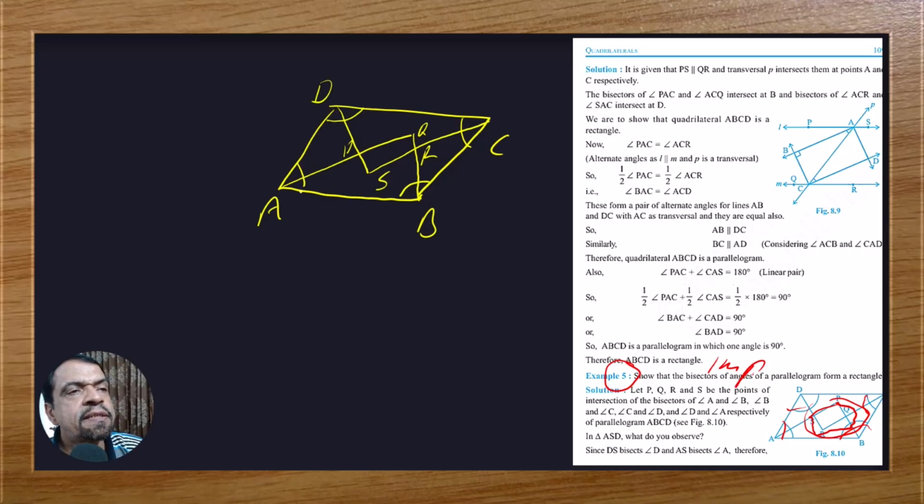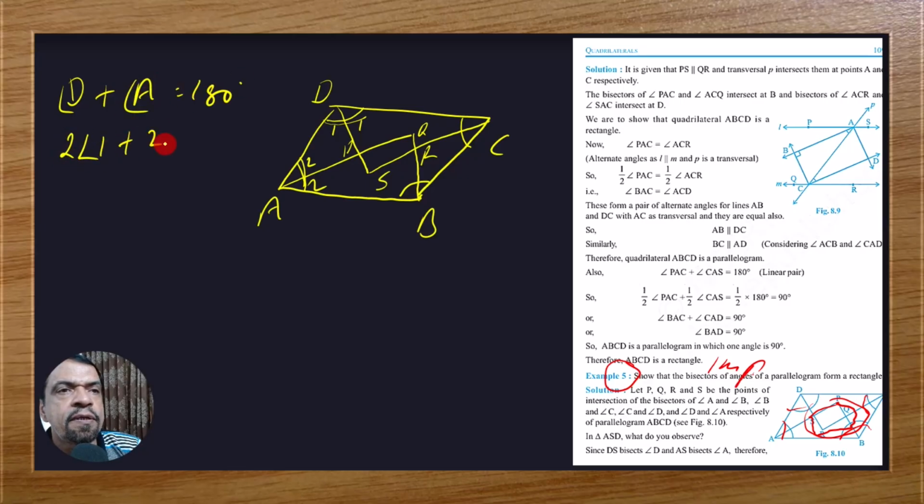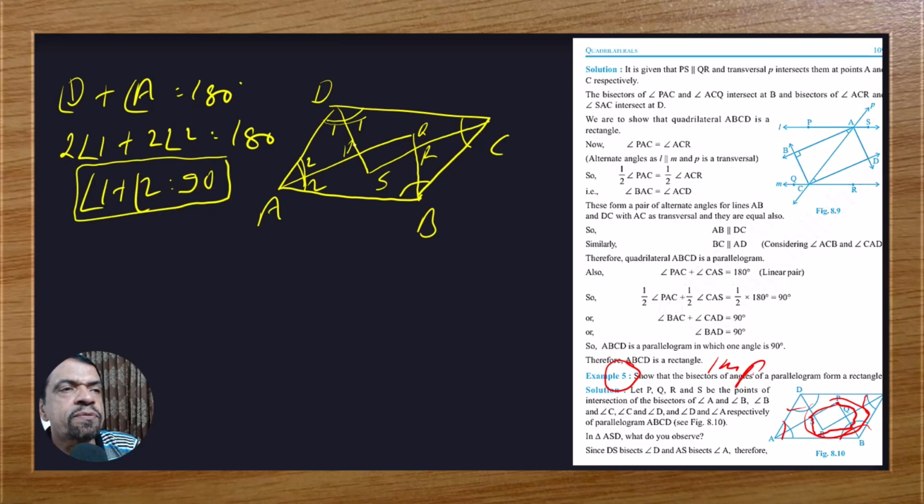Since these are bisectors, let us suppose each is 1 and 1, and this each is 2 and 2. And the sum of interior opposite angles is 180. So this D plus A is 180. D means double of 1 plus double of 2 is equal to 180. So angle 1 plus 2 will be half of 180, which is 90 degrees. 1 plus 2 is 90. So in this triangle DAP, by the angle sum property, 1 plus 2 plus this angle is equal to 180. This angle is DPA.